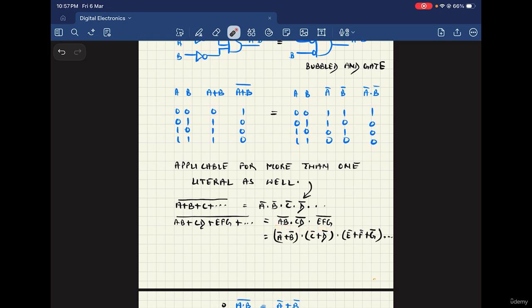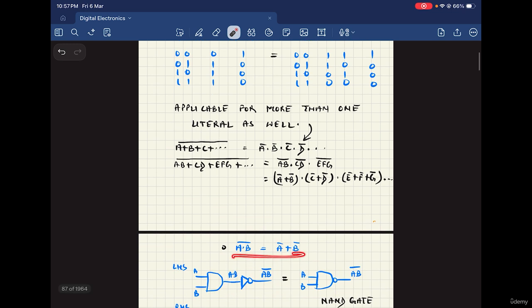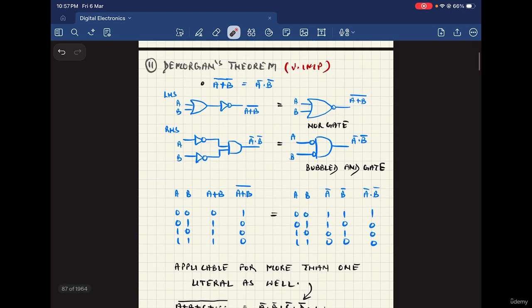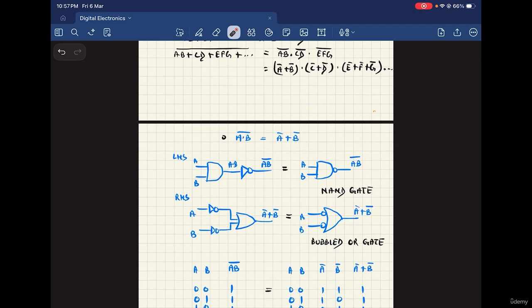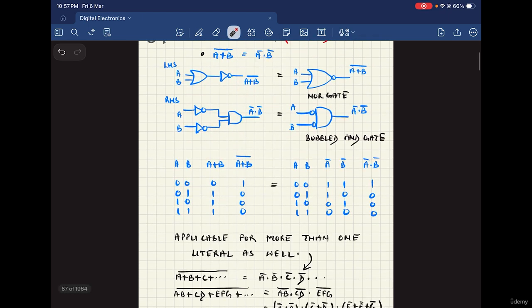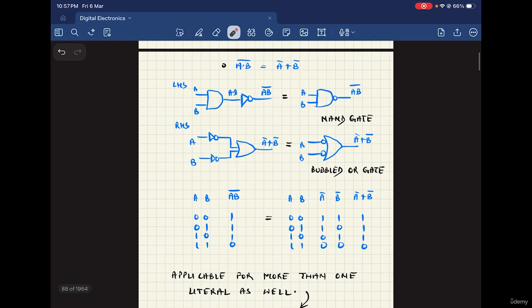Okay, and if you again apply De Morgan's, which you will be learning here, you will get A bar plus B bar, C bar plus D bar, E bar plus F bar plus G bar, multiplication of all. So this is another form. Okay, this is the first form. This is another form, where A dot B bar is given to you, then you can write it as A bar plus B bar. Here it is the NOR version. Here it is the NAND version. You can see that.